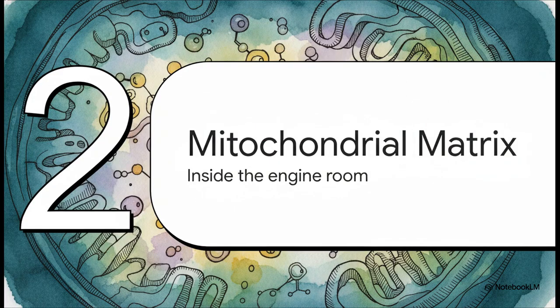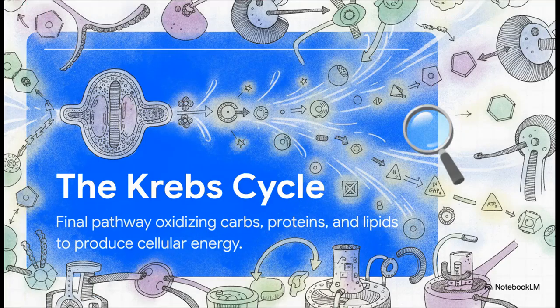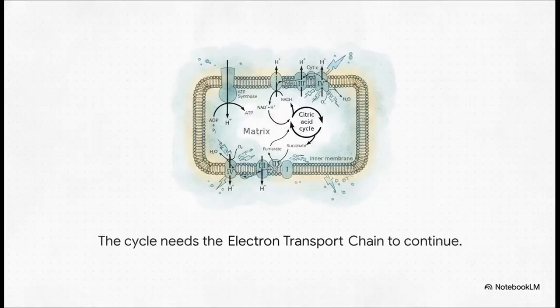Which brings us to Section 2, inside the mitochondrial matrix. This engine room is host to what we call the Krebs cycle. Now, you might also know it as the TCA cycle, or the Citric Acid Cycle, which is named after the very first molecule it forms. Occurring strictly in the matrix of the mitochondrion in eukaryotes, this cycle acts as the final common pathway for the oxidation of all those carbohydrates, proteins, and lipids we just looked at. And its sole purpose? To churn out cellular energy in the form of molecules like NADH, FADH2, and ATP or GTP.